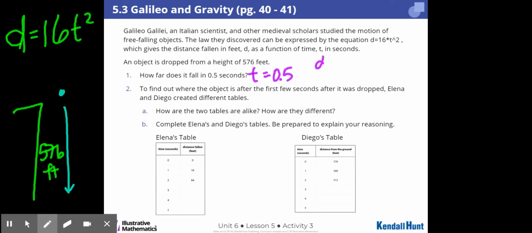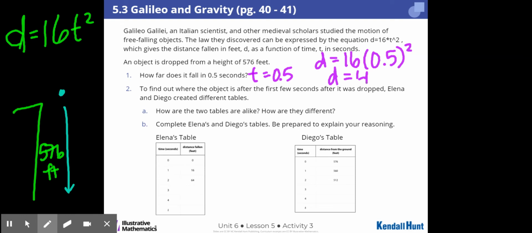So I'm going to plug that in. D would be 16 times 0.5 squared. So the distance fallen here would just be 16 times 0.5 squared. I'm doing that on my calculator. That's 16 times 0.25, which is equal to 4. So it's only fallen 4 feet. So right now it would be 576 minus 4, which is 572.